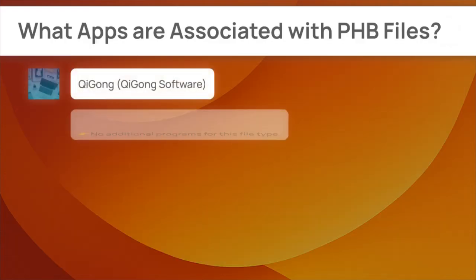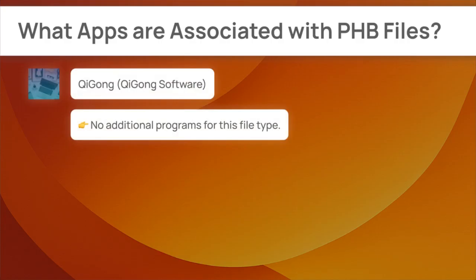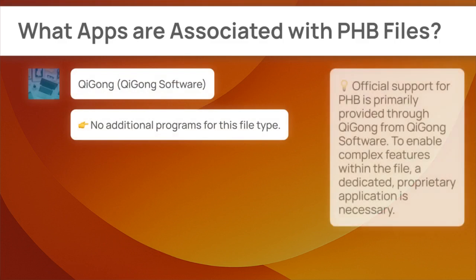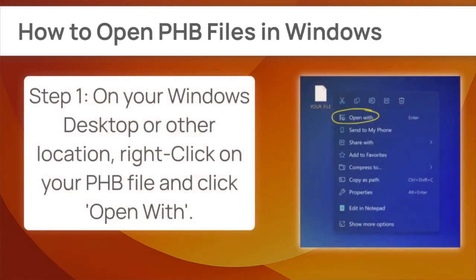An essential utility for interacting with PHB is recognized as QiGong by QiGong software. Native Windows association often leads to errors due to the file's complexity and proprietary format. Windows may show the file, but extracting or understanding the data requires mobile utilities. We're testing the file structure now.